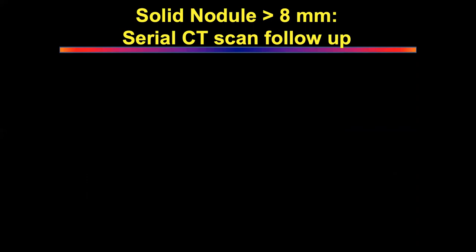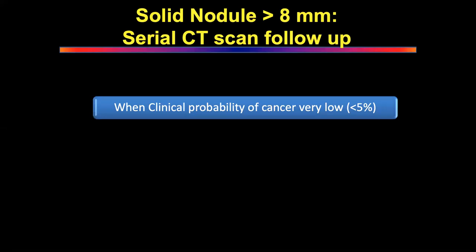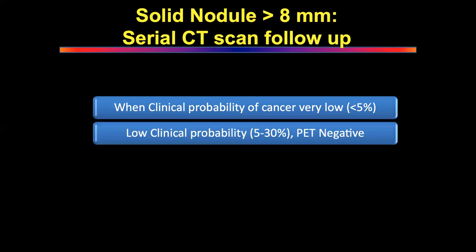Low probability of malignancy. Very low probability, less than 5%. Because we said even in a low probability, you still do a PET scan. But in a very low probability, you can do a serial CT follow-up, okay? If you've done a PET scan and it is negative in a patient with a low probability, then you can do a serial CT follow-up.